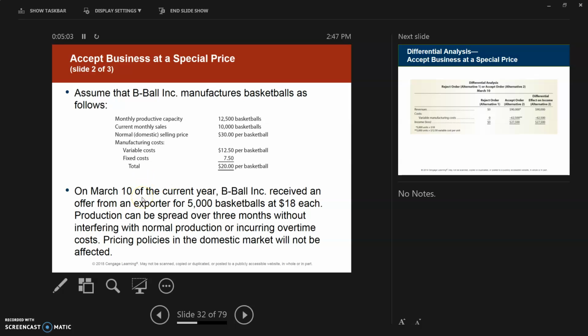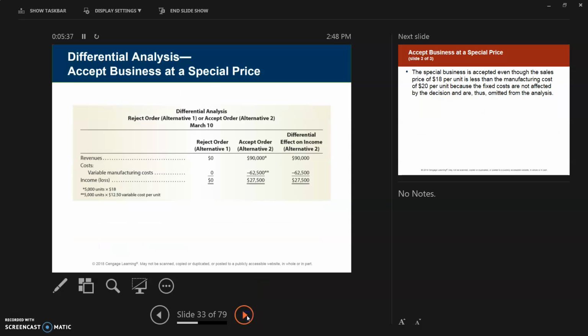On March 10th, B-Ball gets an offer from an exporter, and they're saying, we will buy 5,000 basketballs from you if you will accept $18 each. Now, B-Ball knows I have the room here. I have 2,500 basketballs extra I could make a month and not interfere with my current sales. These 5,000 basketballs will be accepted over 3 months, so that's great. I could do 2,500, 2,500, and be done in 2 months. So they have the ability to make it. Is it worth it? Let's look at the differential analysis.